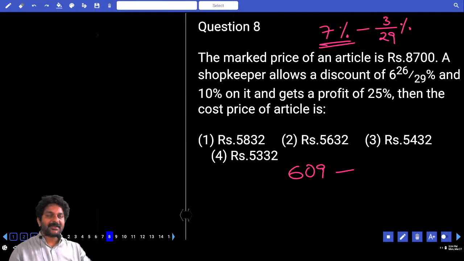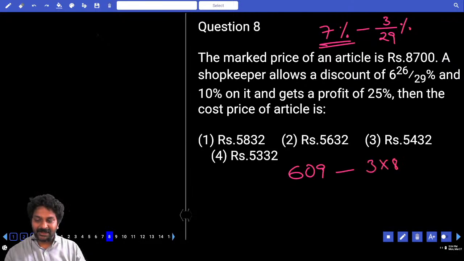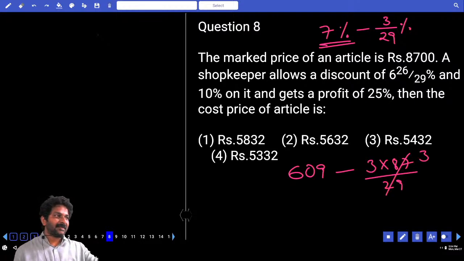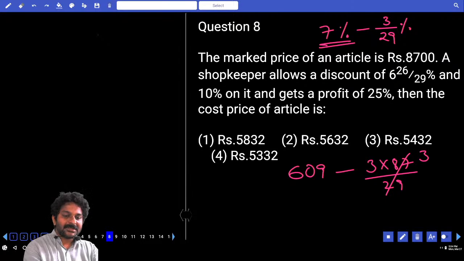What is 1%? 87. 3/29% in the sense 3 into 87 by 29. How many times? 3 times. 3 3s are 9. Subtracted from 609, that is 600 subtracted, then the value becomes 8,100. Again, how much discount is given? 10%, which is 810 only.